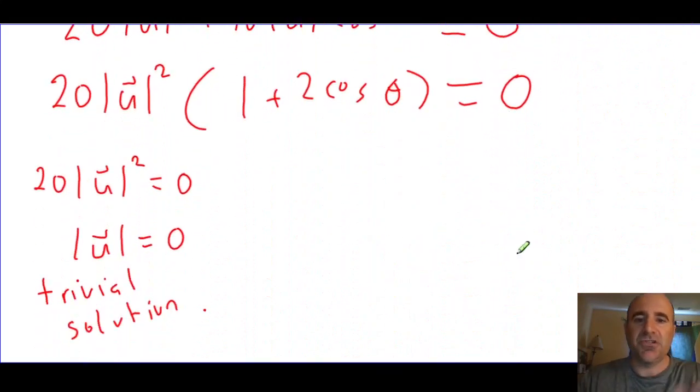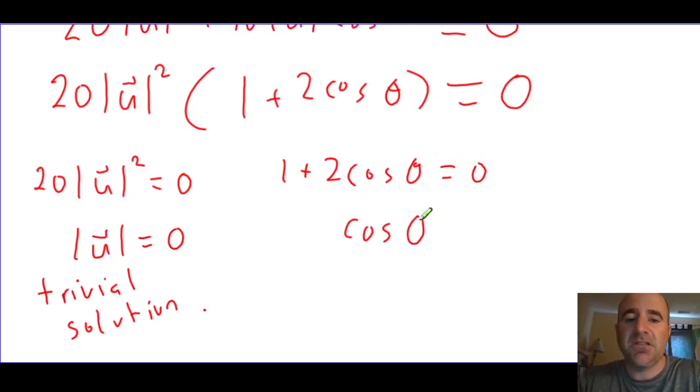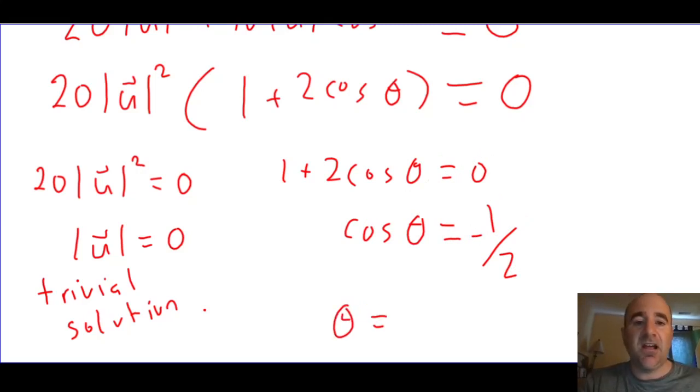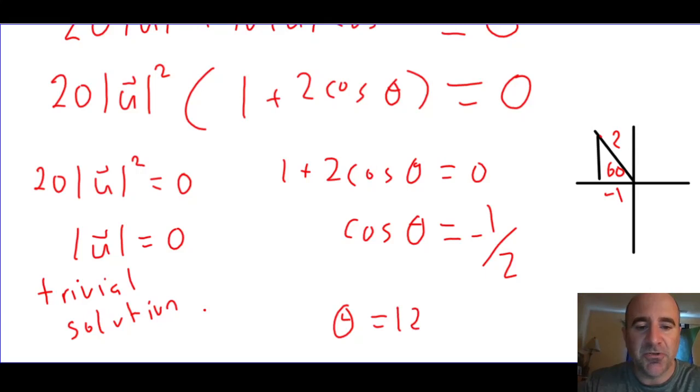The other possibility, of course, is 1 plus 2 cos theta is equal to 0. If that is true, that means that cos theta is negative 1/2. And what angle does that happen for? Well, if you imagine a Cartesian plane, negative 1/2, you have to be over here where this is negative 1, and this is 2. That would make this angle 60. And so we're dealing with 120 degrees.